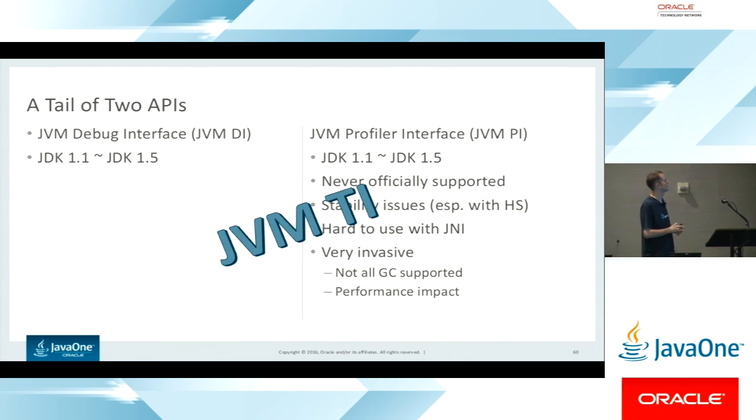So the replacement here is obviously JVMTI. Around the Java 5 timeframe, Sun came in and said, okay, we need to have one ring to rule them all, so to speak. And so we'll have the single API. It'll replace both of these older APIs. It'll be officially supported. And they kind of learned from the mistakes that were made with the profiler interface and did things very differently.